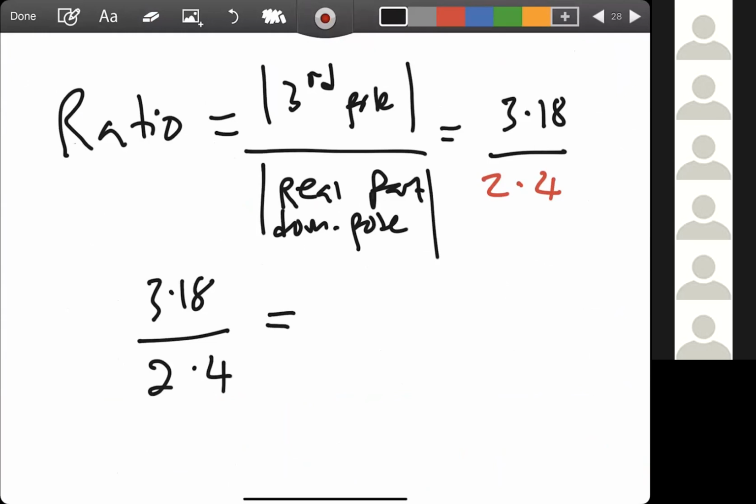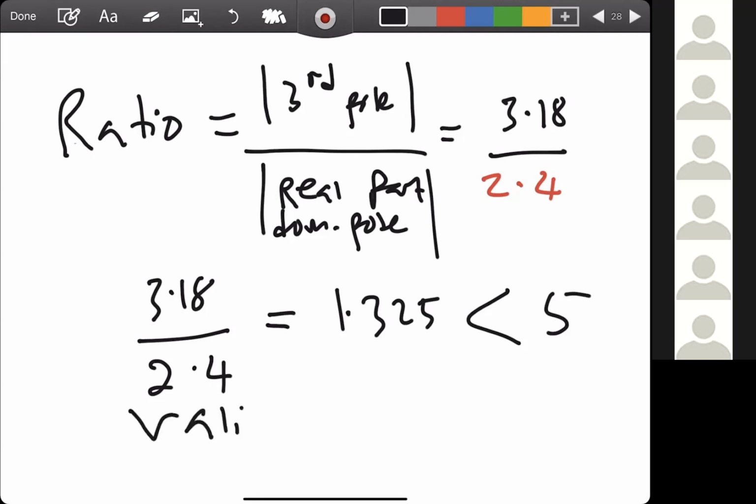1.325, which is less than 5. The rule of thumb said greater than 5, so the second order approximation is not valid. Okay, so is it valid or not valid? Not valid. Okay, not valid.